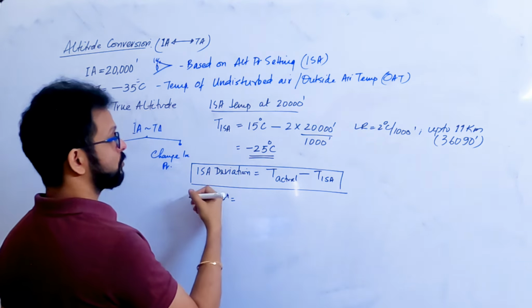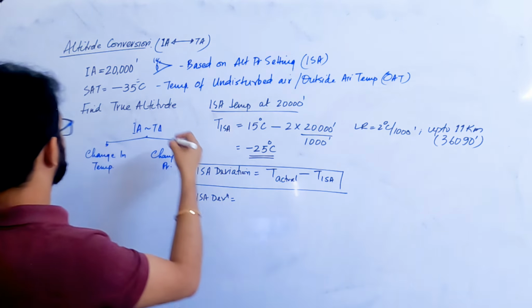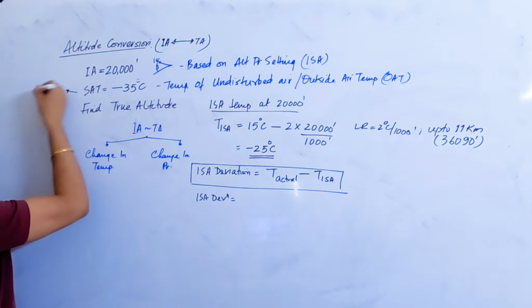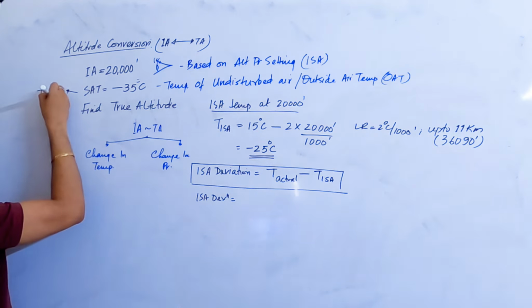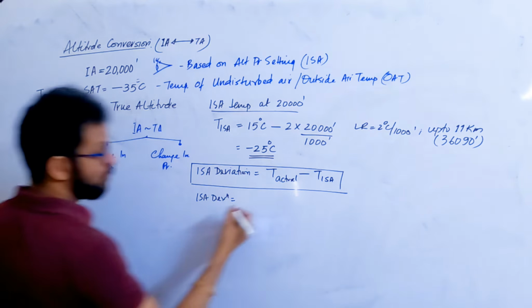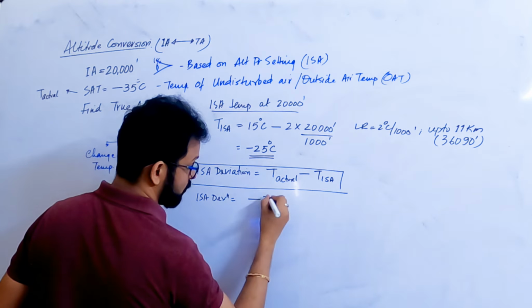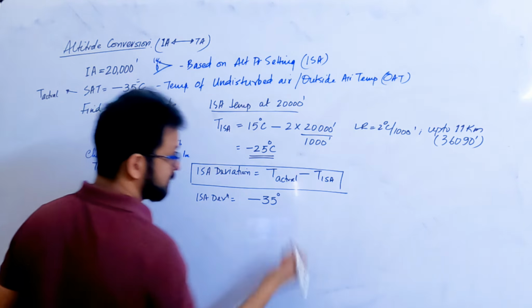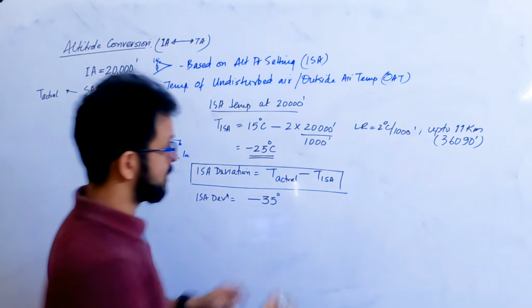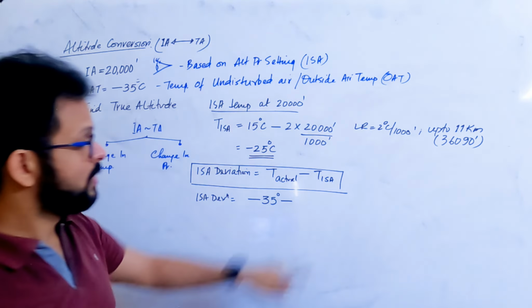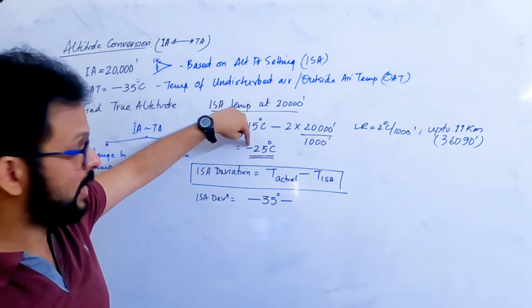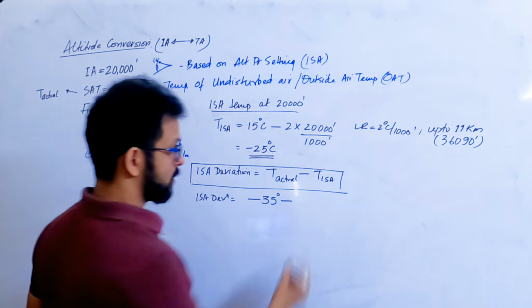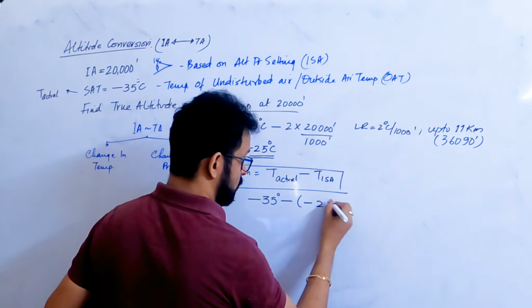What is the actual temperature? Minus 35 degrees. Well, the static air temperature is what is called the actual temperature, which is, now pay very special attention to this sign here, minus 35 degrees Celsius. Now we have a minus here. Now what is ISA, which again has a minus? So this is again minus 25.